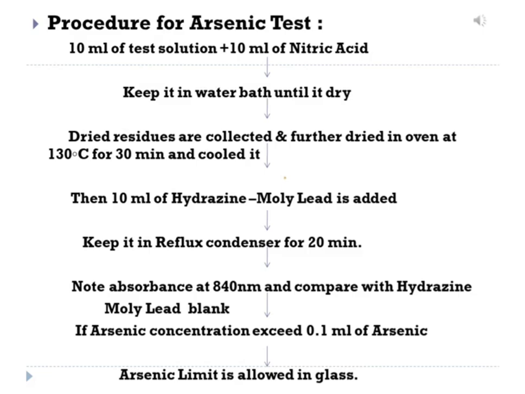Then 10 ml of hydrazine molybdate is added. Then keep it in a reflux condenser for 20 minutes. Then note absorbance at 840 nm and compare with hydrazine molybdate blank. If arsenic concentration exceeds 0.1 ppm of arsenic, then the arsenic limit is exceeded in the glass.